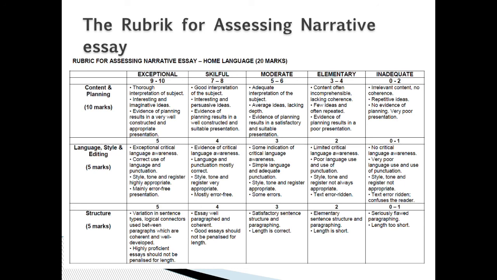You want to avoid your essay being inadequate, where you have irrelevant content with no coherence, repetitive ideas, no evidence of planning, and very poor presentation. With your language style and editing, where you have no critical language awareness, very poor language use and use of punctuation, where your style, tone, and register is not appropriate, and your text is error-ridden and confuses the reader. And your structure, when you have seriously flawed paragraphing and your length is way too short.